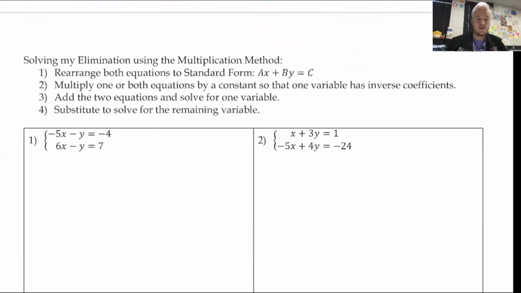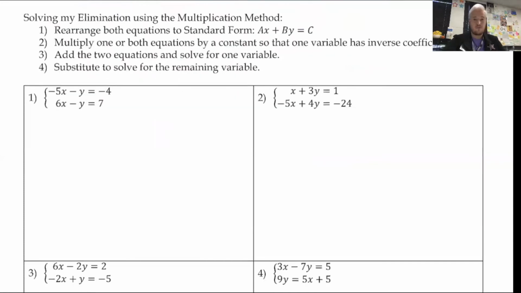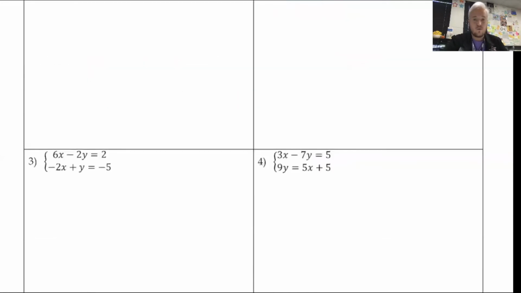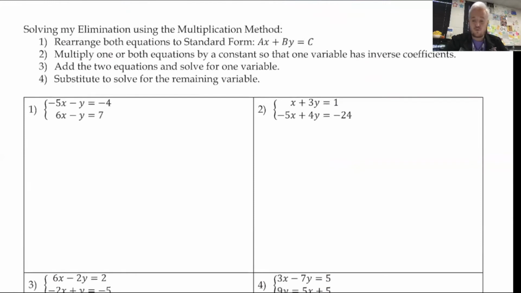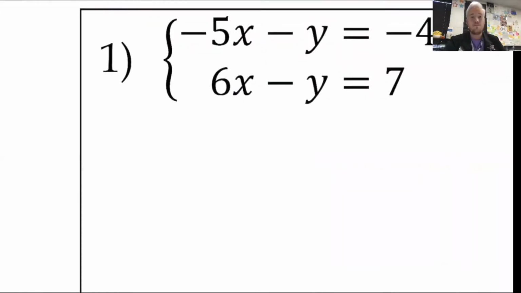So on to the next page. So this next page is really just going to be using the multiplication method. So where you have to multiply either by -1 or multiply by a factor, because your systems are not always going to be set up to just have a 0 pair.